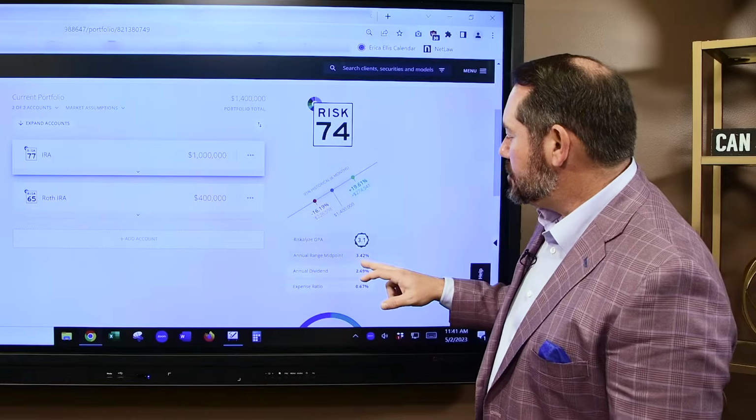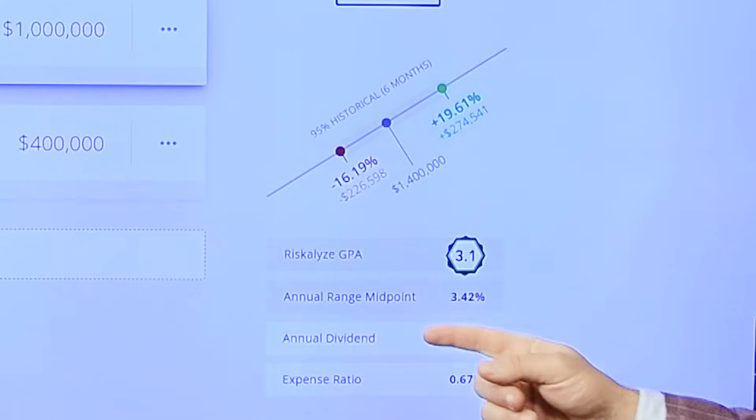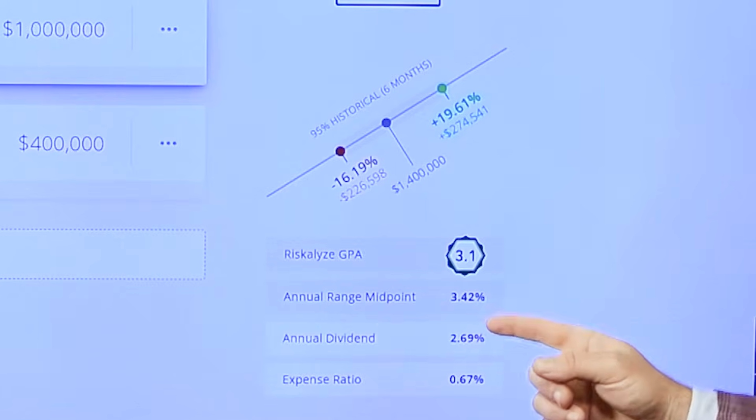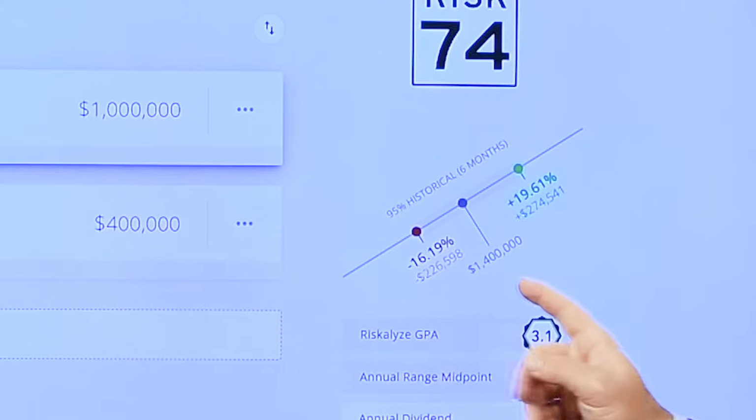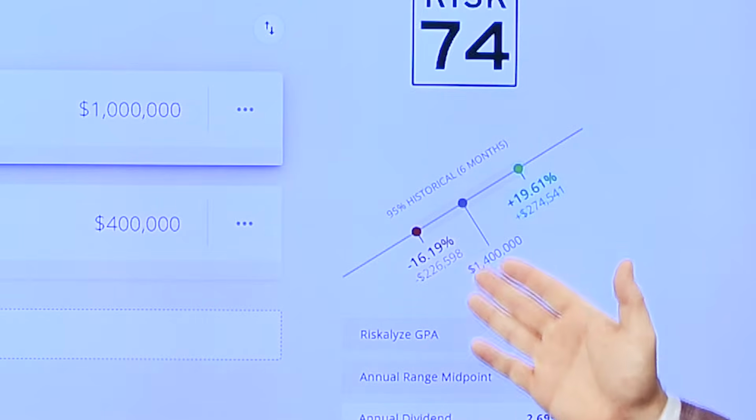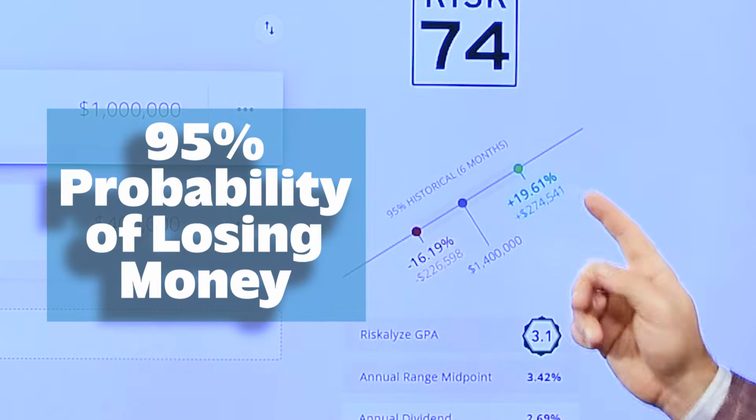An annual range midpoint of 3.42%. So for taking this much risk, we don't want to be rewarded with an annual range midpoint here of only 3.42% over the next 6 months. Now, we also see with the potential risk and reward over the next 6 months, there's a 95% probability that this portfolio to the downside could lose 16% over a 6-month period, and the upside is plus 19%.